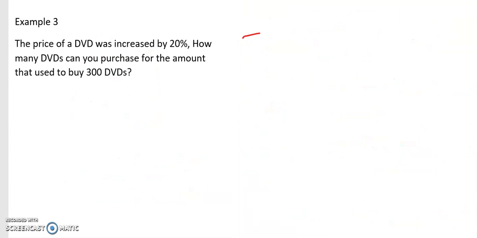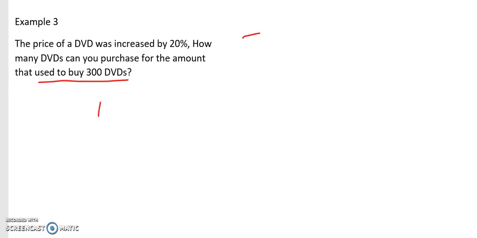So let's do one more example. The price of a DVD was increased by 20%. How many DVDs can you purchase for the amount that used to buy 300 DVDs? Sometime back you bought 300 DVDs and it cost you so much, but now the price of each DVD has increased by 20%. So how many can you buy for the same amount you used to pay for 300 DVDs? That's what we're trying to find out.